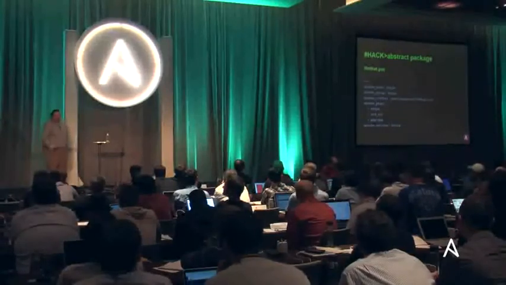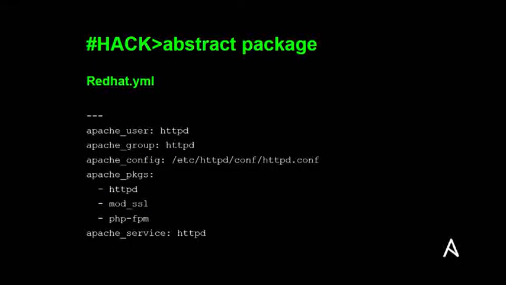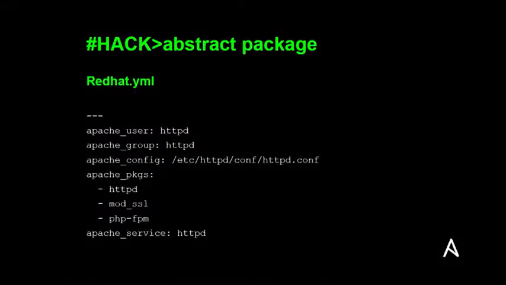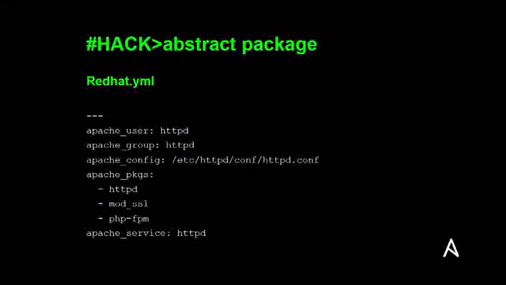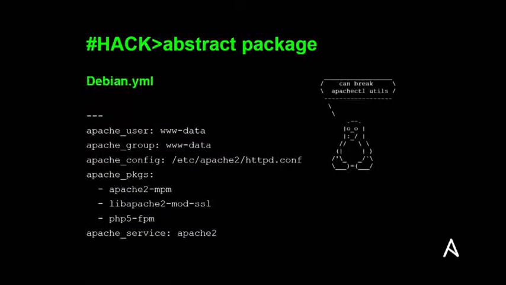So this is the Red Hat file, which, for example, as you saw before, the configuration had to use an Apache user because it's different on different distributions. Red Hat uses httpd as a user. For the config, it uses /etc/httpd/conf. And the packages are completely named differently. Well, they're named httpd, mod_ssl, php-fpm, and the service is also named httpd. When we go to Debian, there's not one thing the same.